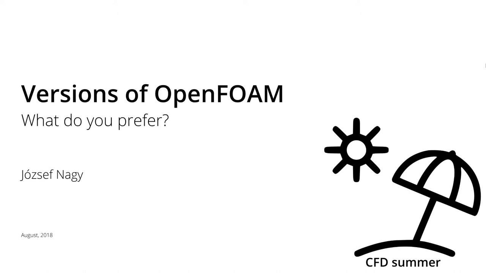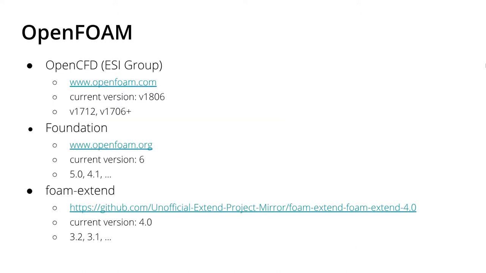And today we are talking about the different versions of OpenFOAM and what you prefer, so let us talk about that. As you might know or might not know, there are different versions of OpenFOAM. One is being released by OpenCFD from the ESI group, and you can download that version from www.openfoam.com. The current version is version 18.06, and recent versions are 17.12 and 17.06.